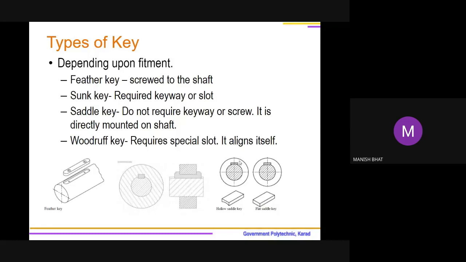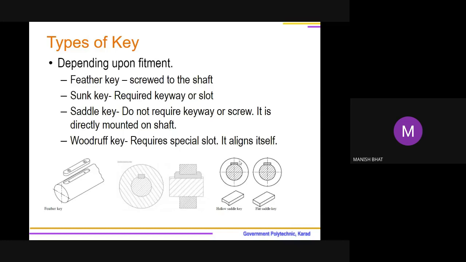While mounting a flat saddle key, the shaft portion is flattened, and over that the flat saddle key is mounted. Again, only flattened, no sunk is provided, no keyway is provided. So you can say it is loosely fitted. For high power transmission, a saddle key is not effective. It may slip when power transmission is high. So for low power transmission, we can reduce manufacturing cost by using such a saddle key.